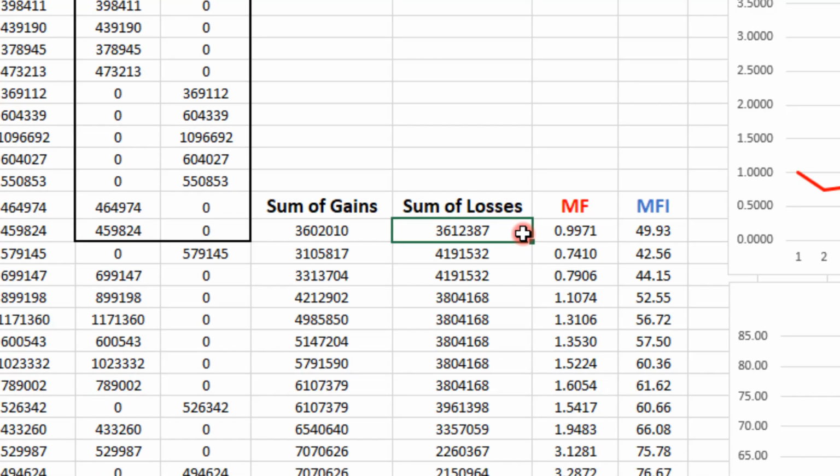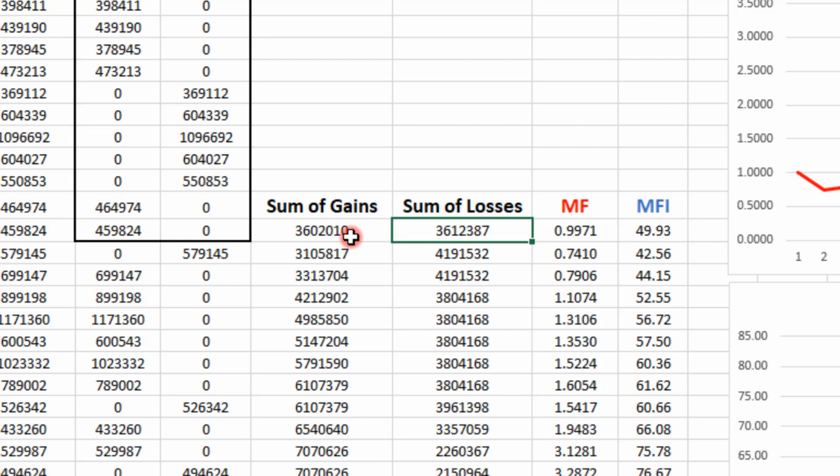The money flow ratio, that's this one right here in red, is simply the sum of the gains divided by the sum of the losses. And you can see 0.9971, getting pretty close to 1. If we run this number through that big formula that we saw, we would get a money flow index of 49.93, or almost 50. Now, as I mentioned in the RSI video, it's much easier if you look at this as odds ratios and implied probabilities rather than running it through that formula.